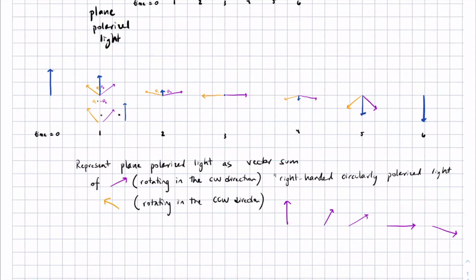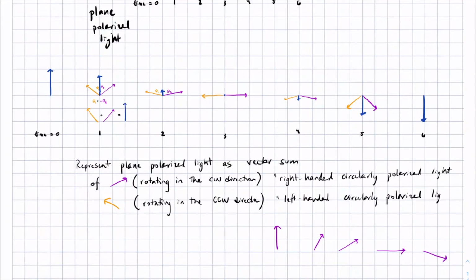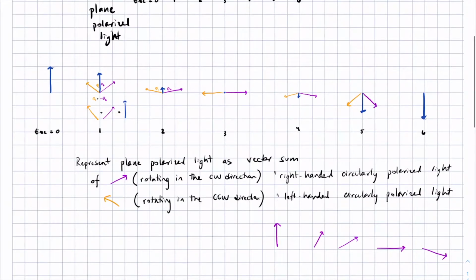And we will call the orange vector left-handed circularly polarized light. Okay, and you can think of plane polarized light as a one-to-one mixture of right-handed circularly polarized light and left-handed circularly polarized light. Of course, right-handed and left-handed are different from each other.